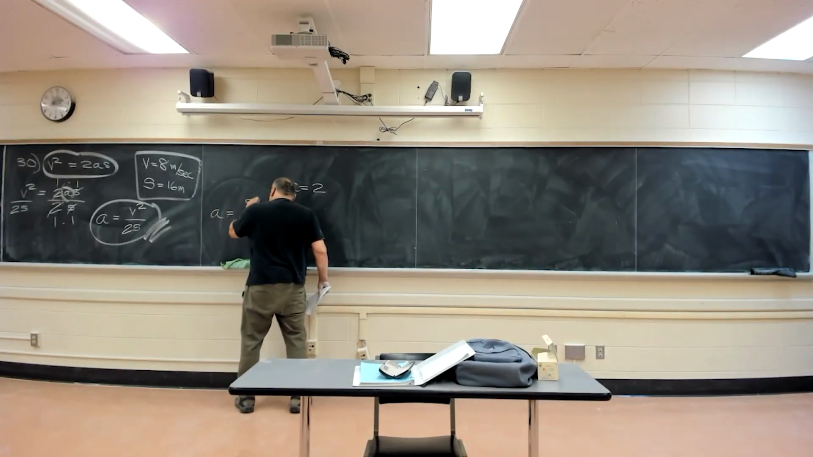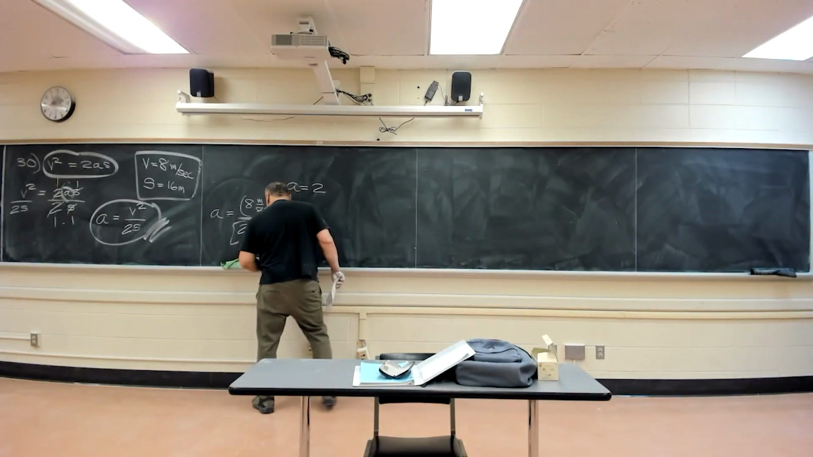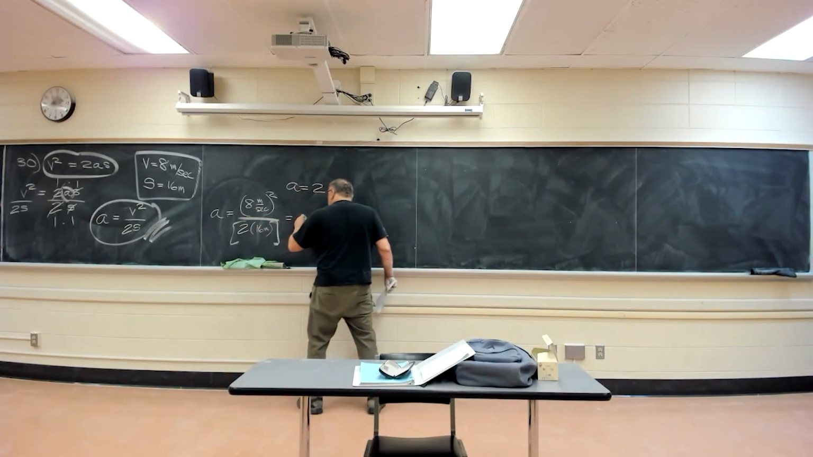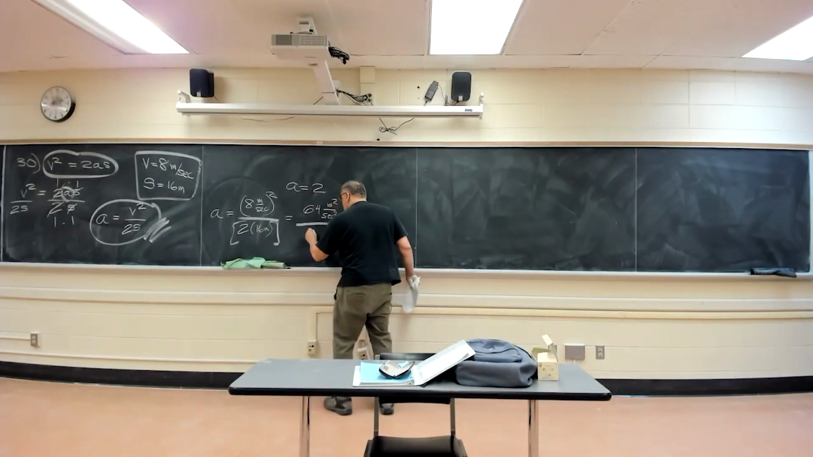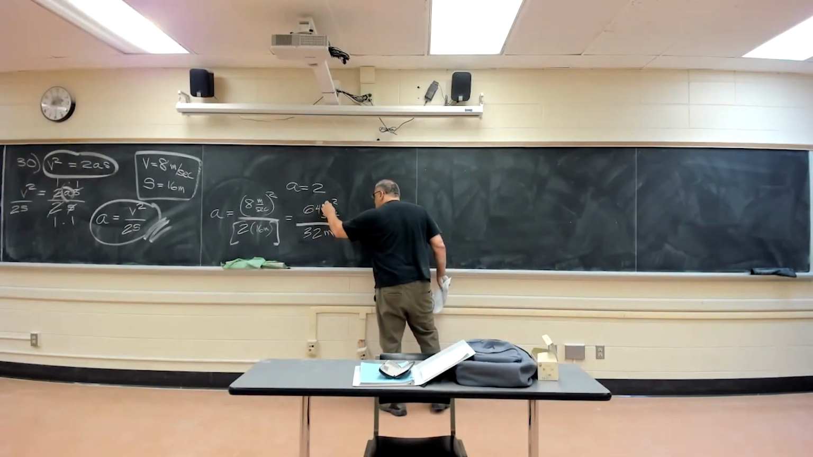This is 8 meters per second squared over 2 times the quantity, 16 meters. This is 64 meters squared per second squared. This is 32 meters. 32 goes into 64 twice. Meters goes into meters squared.